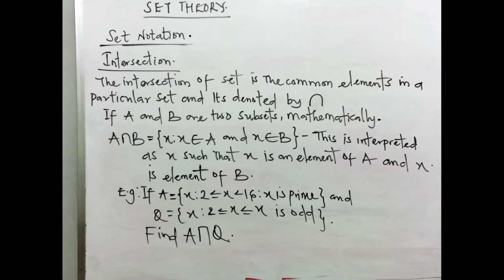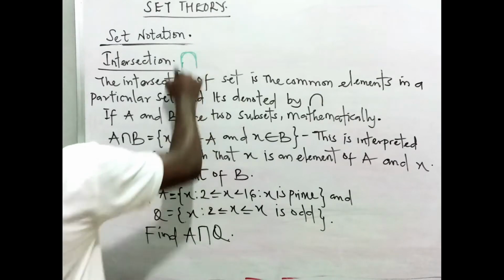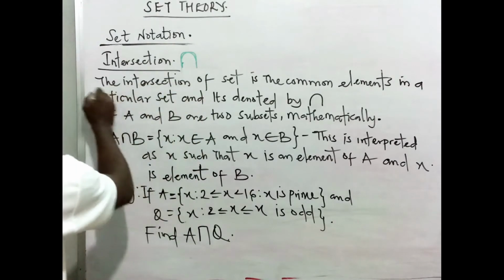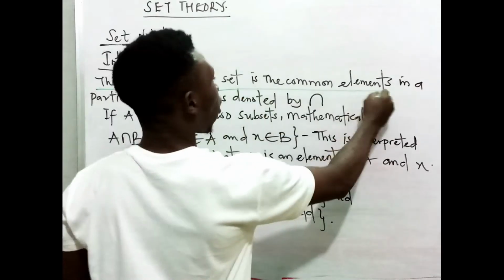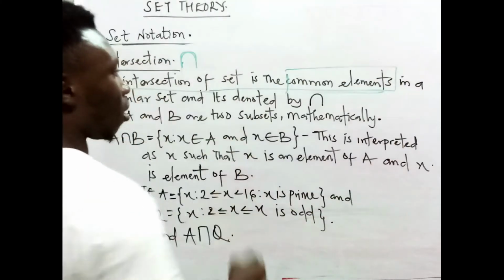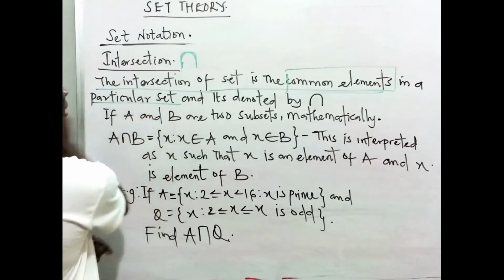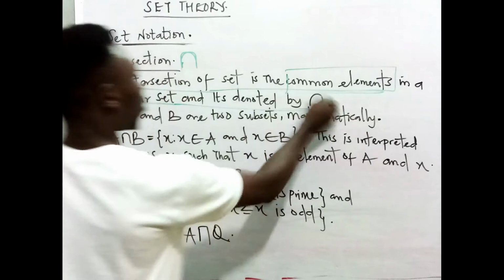Now going further, we have our intersection. Clearly our intersection is denoted by ∩. So here, the intersection of sets is the common elements. Now the key words here are common elements. The common elements in the sets, and it is denoted by your ∩.